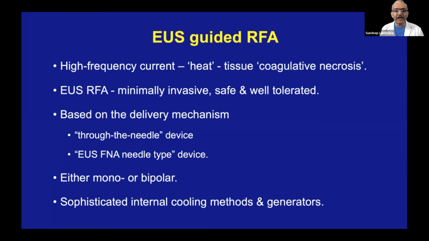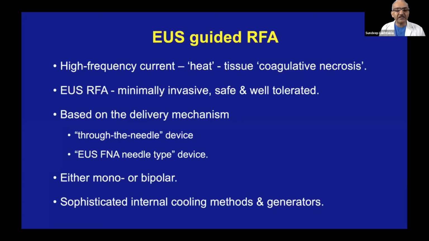Whereas the FNA needle type device is almost similar to a regular FNA needle, but it has insulation along the entire length except for the terminal 1 to 2 centimeters, depending on the type of device that you're using. They can be either monopolar or bipolar, and as the name suggests, you need a grounding pad in monopolar and do not need one in the bipolar.